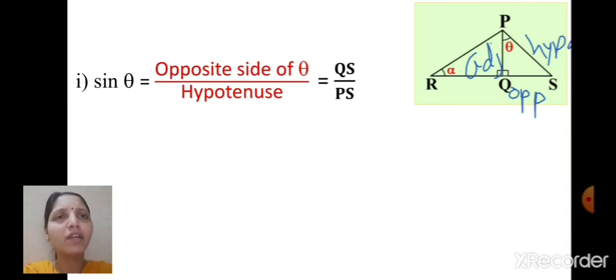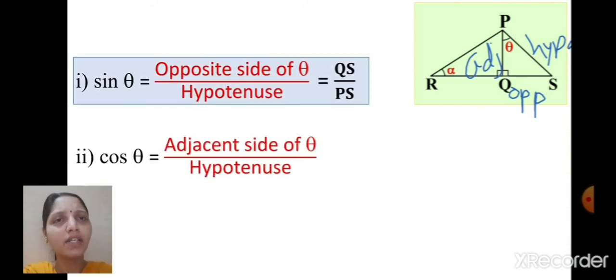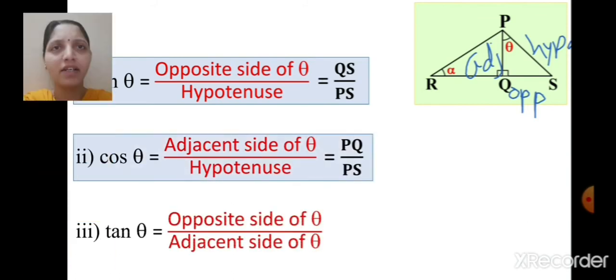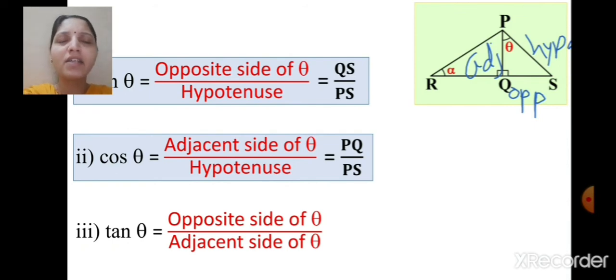Then we have to find cos theta. Cos theta is adjacent side of theta upon hypotenuse. The adjacent side is side PQ. So your ratio becomes PQ upon PS. Then we have to find tan theta. Tan theta is opposite side of theta upon adjacent side of theta. So here you will write QS upon PQ.